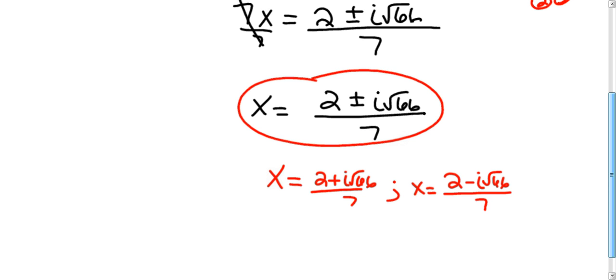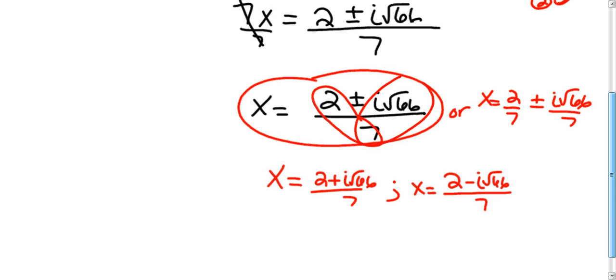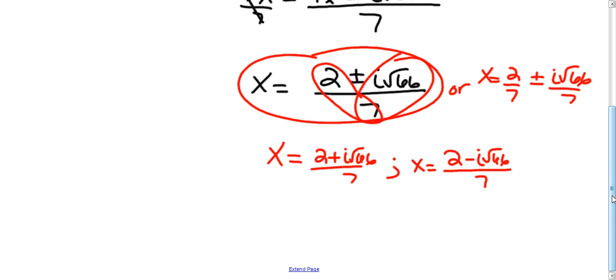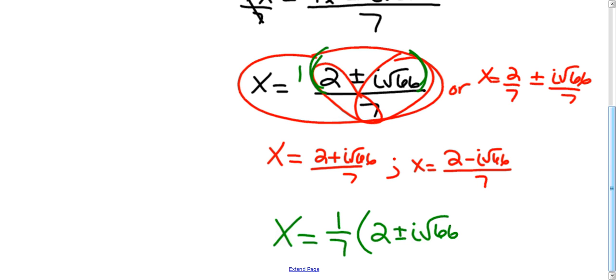Or the other thing they might do is split this fraction up. So they might go, okay, I have 2/7 here, and then do plus or minus i root 66 over 7 and rewrite that fraction. Or the other thing they might do is write the answer like this. Technically, I can put this all in one big thing with a 1 in front of it. So they might write it as 1/7 times 2 plus or minus i root 66.